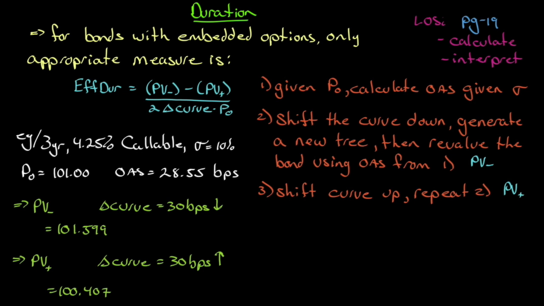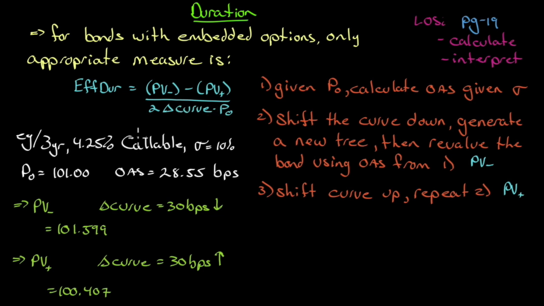For any straight bond, modified duration works. But once you get to bonds with embedded options, cash flows change. So your duration measure is not going to be the same as it would be with a straight bond because it may be called. So for bonds with embedded options, the only appropriate measure is effective duration. Effective duration, just to refresh your memory, looks like this: PV given a drop in rates minus the present value given a rise in rates, divided by 2 times the change in the curve times P naught, the current price we observe.